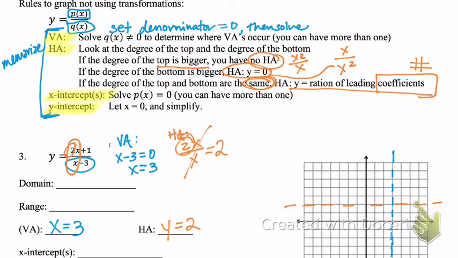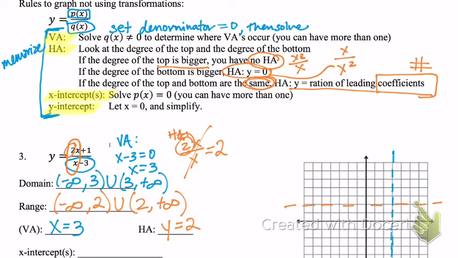The same rules apply. So my domain would be from negative infinity, and it would stop at what? 3, then union, 3 to positive infinity. And then my range, same rule, negative infinity, it stops at 2, union, 2 to positive infinity.